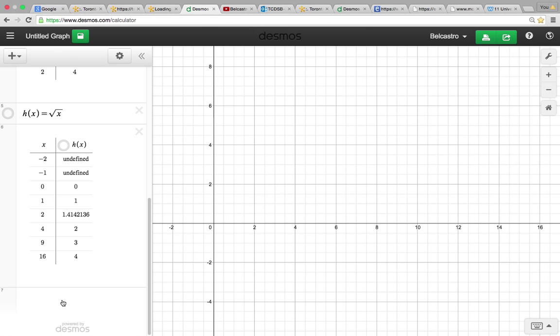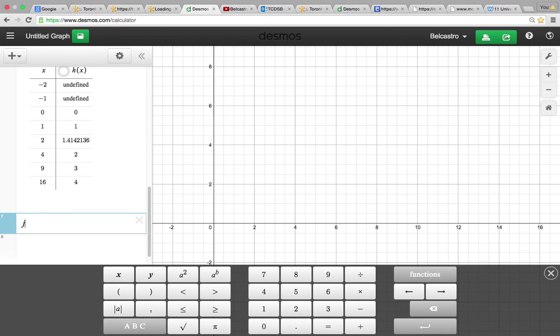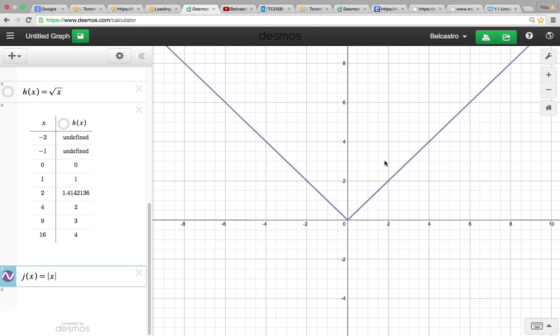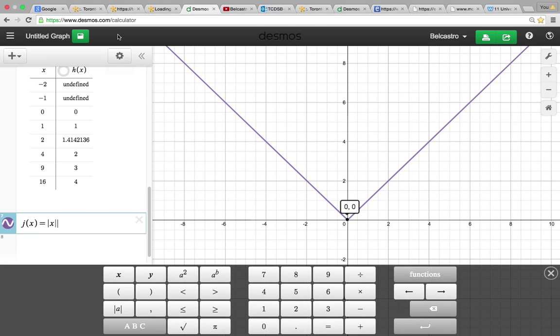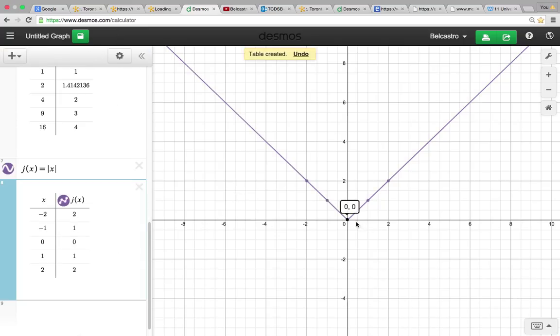The next function we said was absolute value. I think we called it j. j(x) is equal to the absolute value of x. Here we go. So remember I told you this one has a V shape to it. It's got a vertex similar to a parabola. Let's change it into a table and see what it does. Convert to a table.